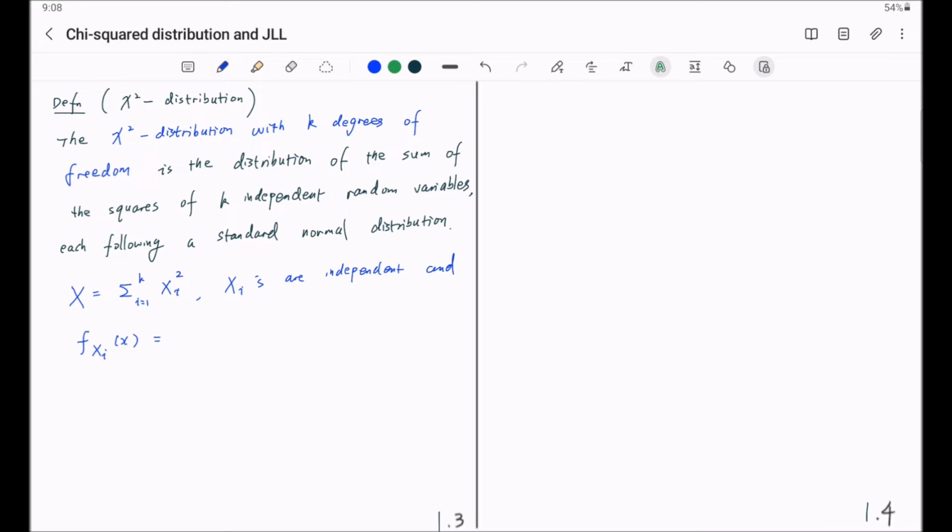Recall that the probability density function of a standard normal random variable is 1 over square root of 2 pi times e to the negative x squared divided by 2. To study the chi-square distribution, let us begin with the study of its moment generating function. This is abbreviated by MGF.